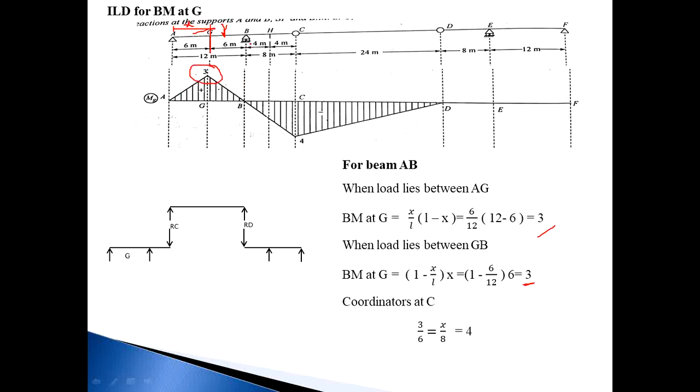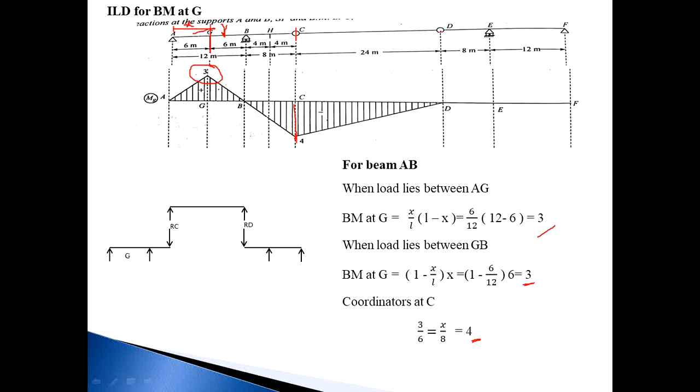This is for the AB portion. When the load lies at point C, I draw a line from point G to B. When the load lies at point B, there is no moment at G. Then at point C, I want to find the coordinate. Using similar triangle properties, the height of the triangle is 3 when the base GB length is 6, so 3 by 6 is equal to X by 8, where X is the vertical distance and horizontal is 8. Simplifying, we get X is equal to 4. This is the coordinate 4.